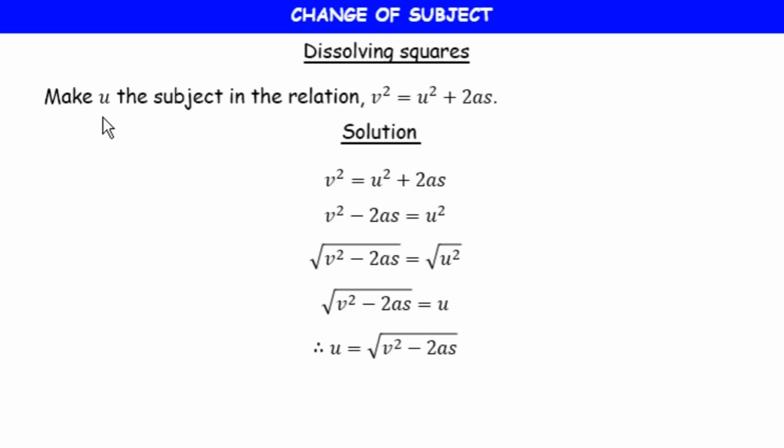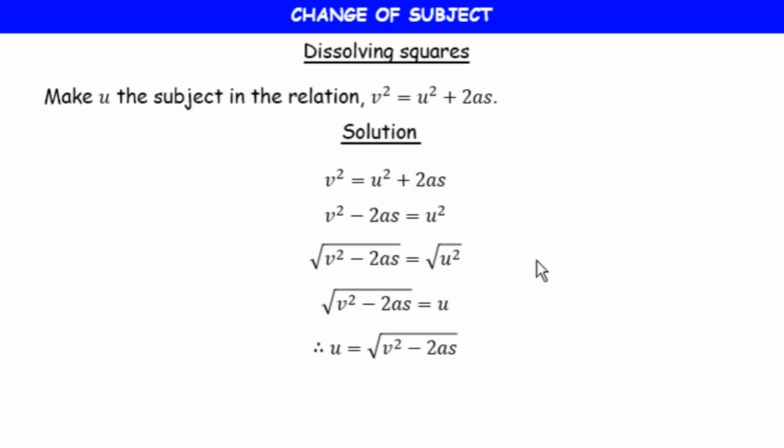Now we were told to make u the subject, not u squared. So how do we eliminate this squared, this exponent of 2 here? We do that by using the square root operation. So we are going to find the square root of both sides. The moment square root encounters square, they cancel out.